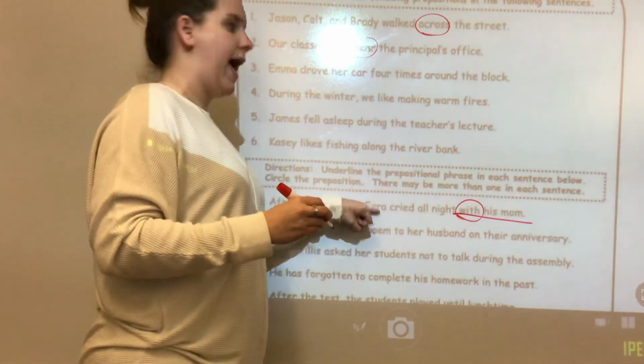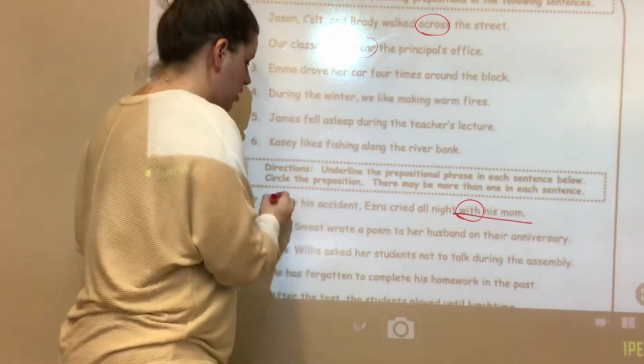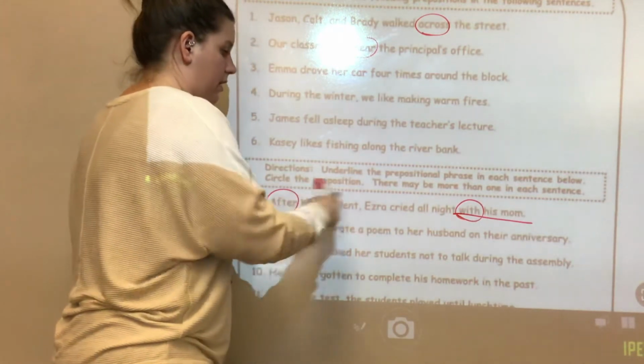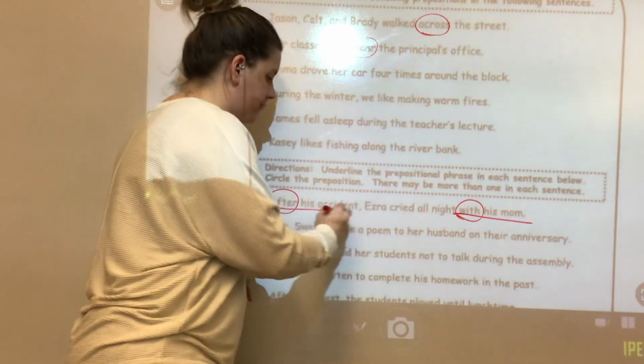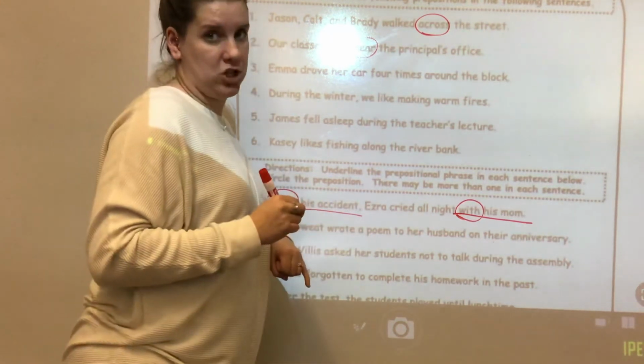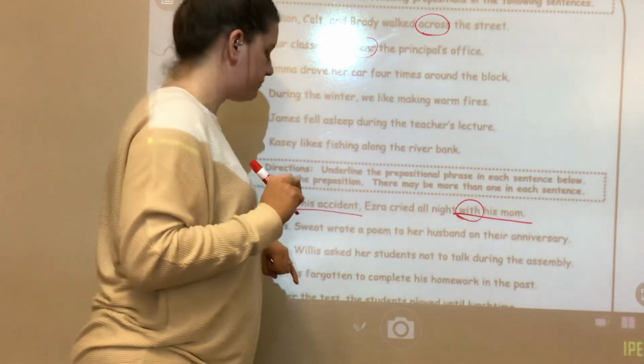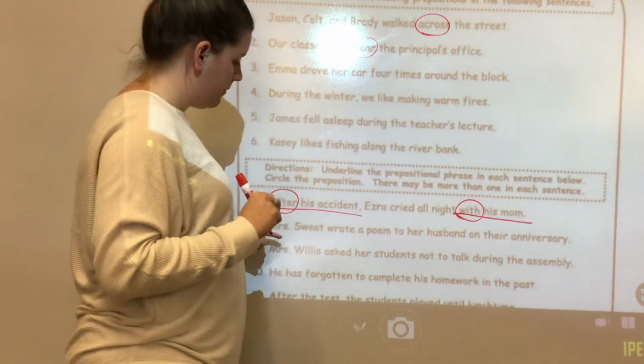Now, how does Ezra relate with the accident? Well, after his accident. So we have the word after. Ezra relates to the accident because it was afterwards. And after his accident is your entire prepositional phrase, I'm sorry.